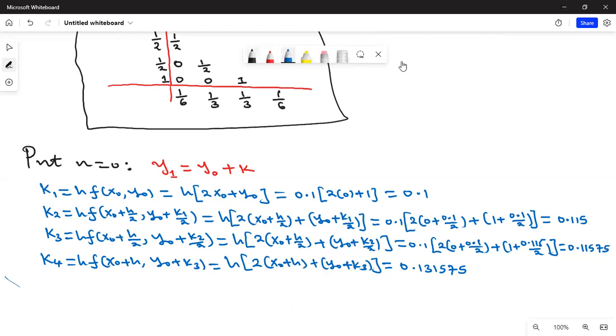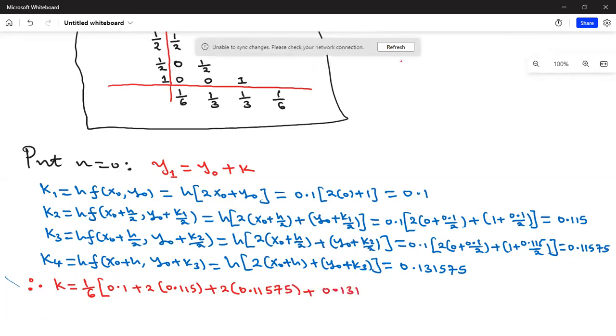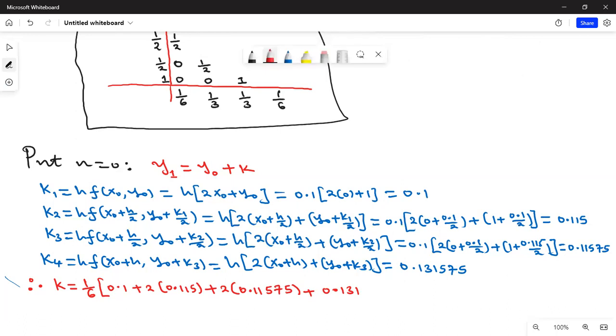So therefore, what is our K? You can say that therefore, our K is equal to 1 over 6 times K1, which is 0.1, plus twice K2, which is 0.115, plus twice K3, 0.11575, then plus K4, 0.131575. Press this in your calculator. You need to get 0.115513.